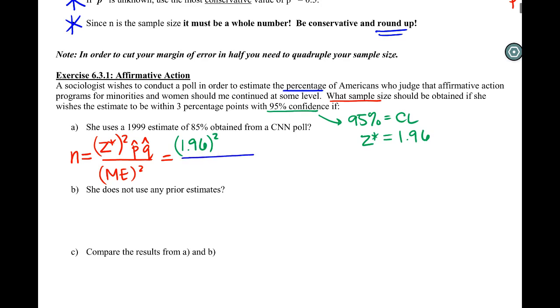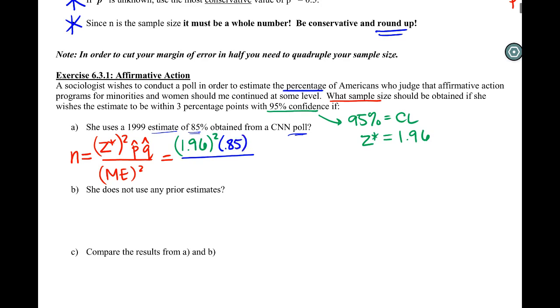Next thing I need is a p hat. A p hat will be a sample proportion, right? So here we have that she used a 1999, very outdated, estimate of 85%. That 85% is an estimate from a poll, so that is our sample proportion. That's what we're going to use as our p hat.